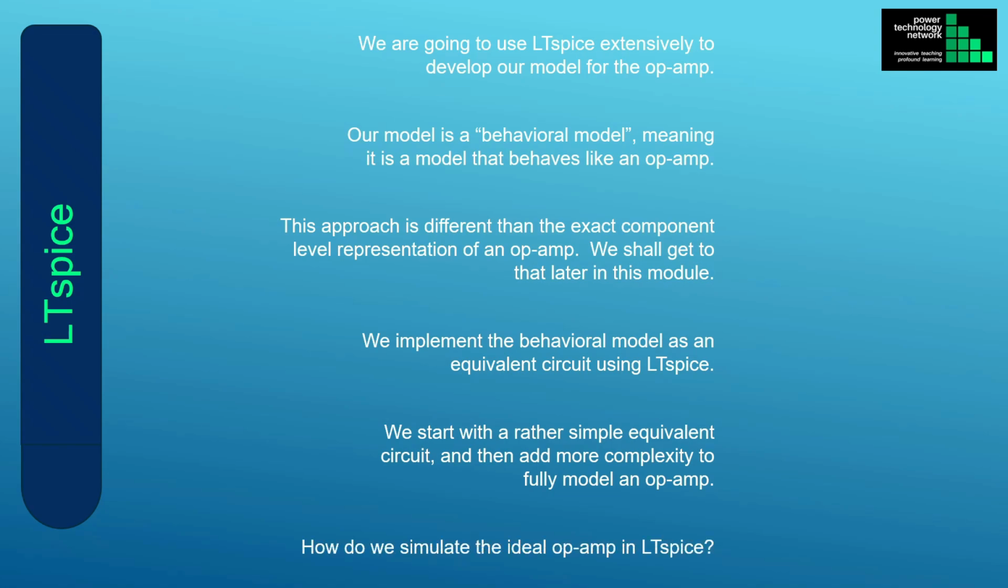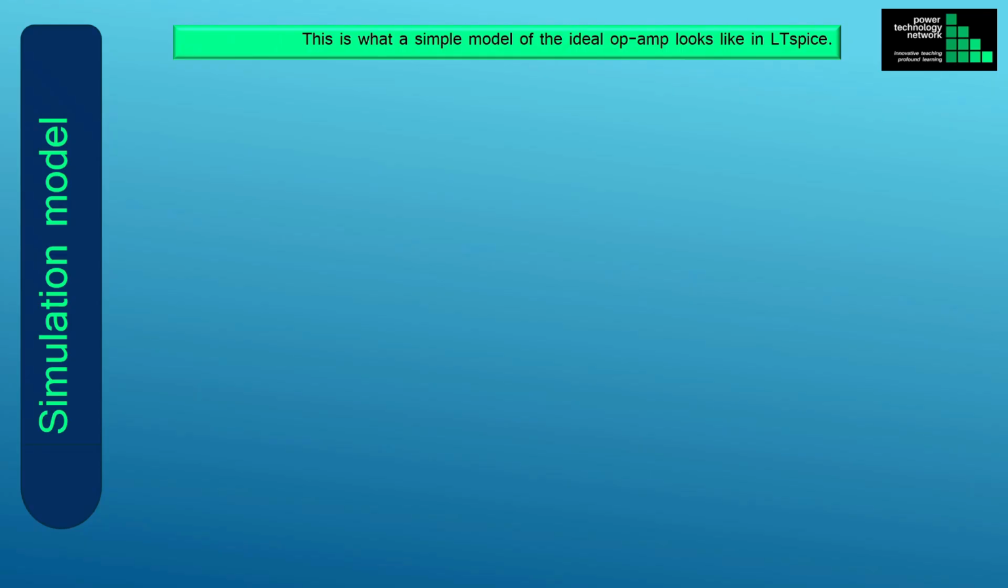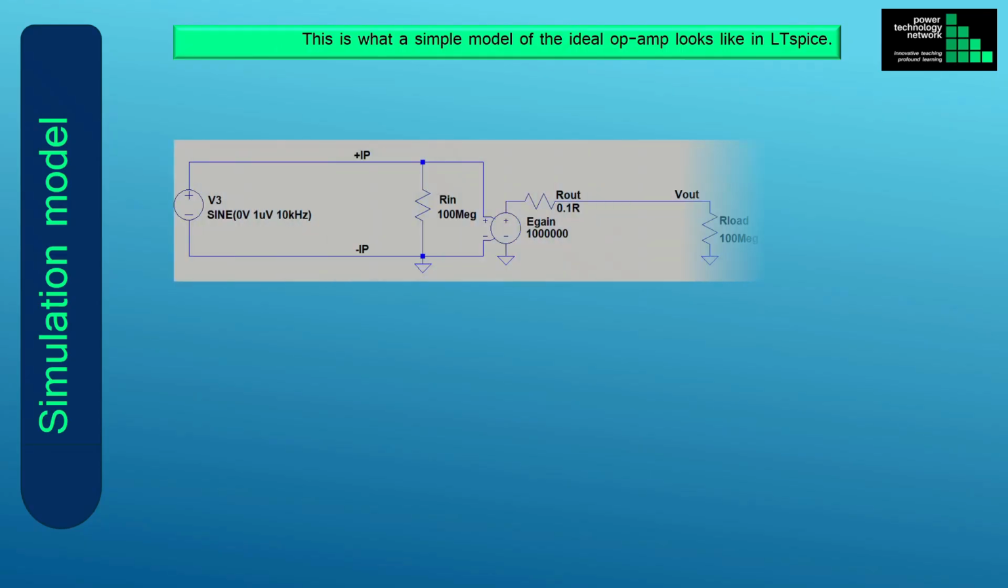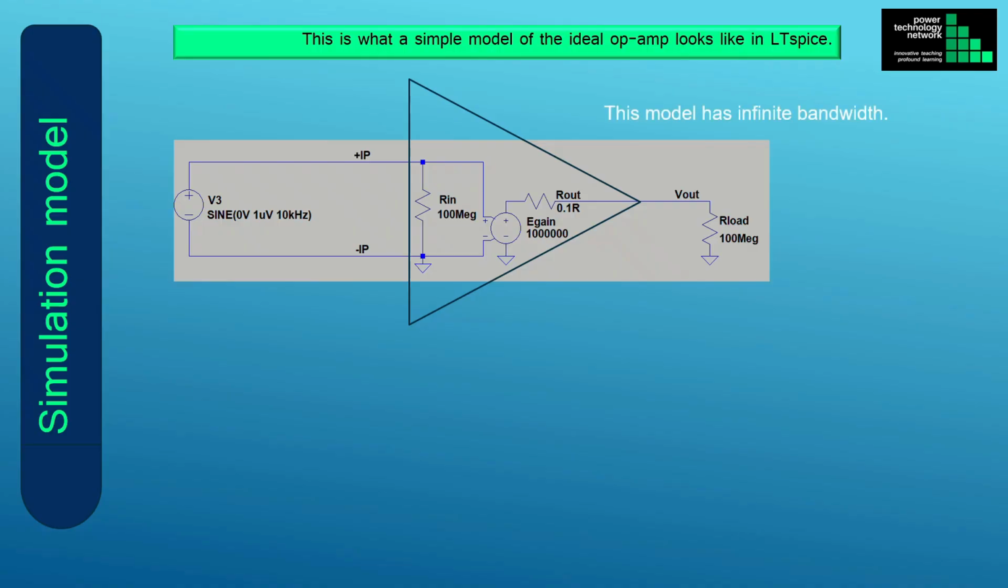This leads us to the question, how do we simulate the ideal op-amp in LTspice? This is what the simulation model for the ideal op-amp looks like in LTspice. It is clear that there are several characteristics that are not the same as the ideal op-amp. This model has infinite bandwidth.